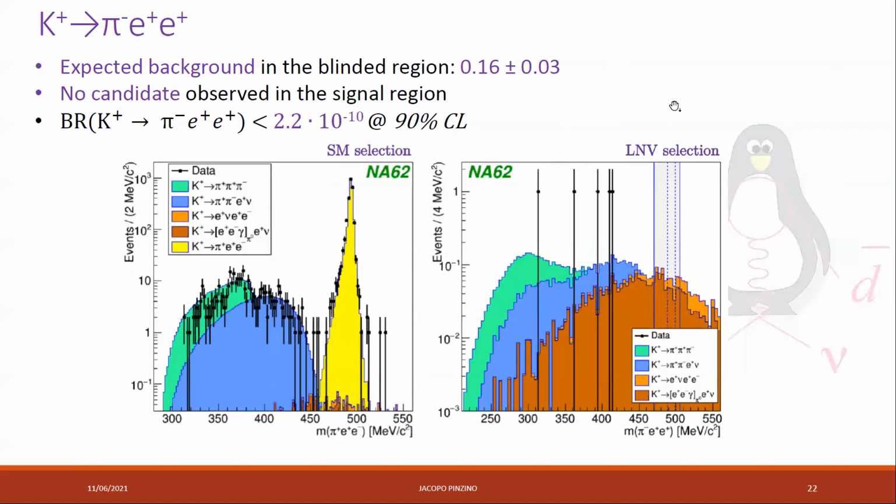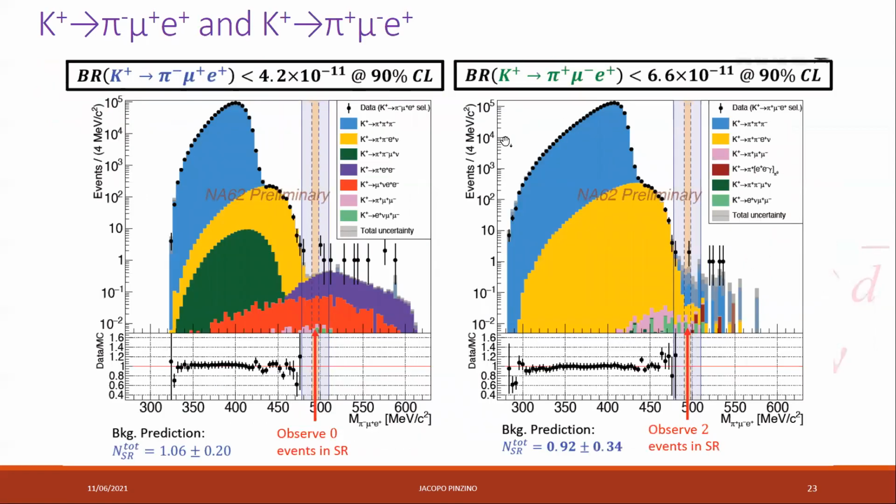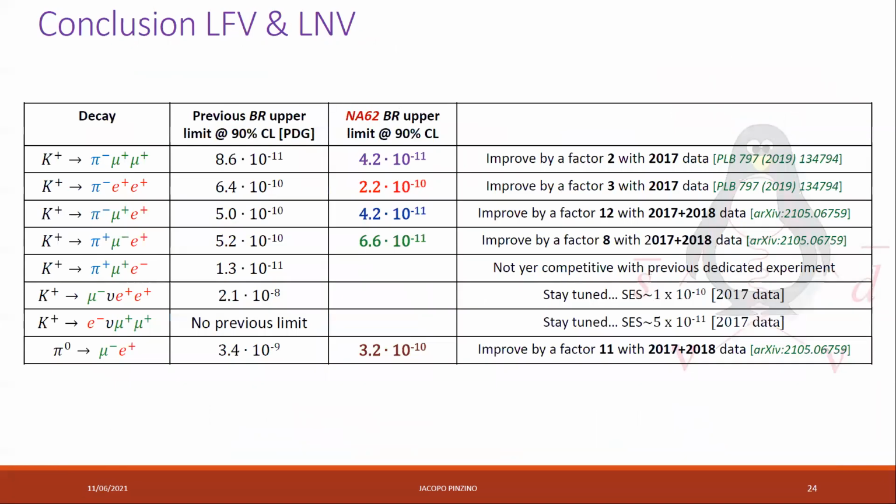The same is for the decay with two electrons. On the left, the Standard Model one. On the right, the selection for the lepton number violation; 0.16 events were expected. We found no candidate, and so we get 2.2 times 10 to the minus 10 as upper limit. Here I show you the result for the decay with one muon and one electron, with upper limits of 4.2 and 6.6 times 10 to the minus 11, and finally the summary of all the results obtained so far.